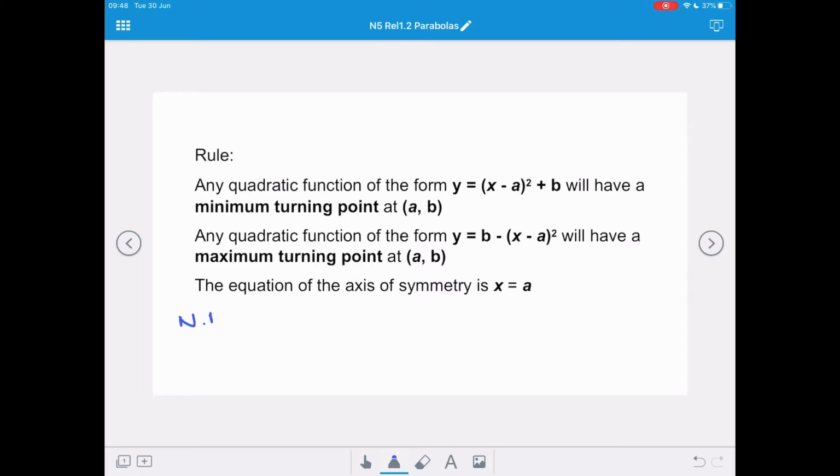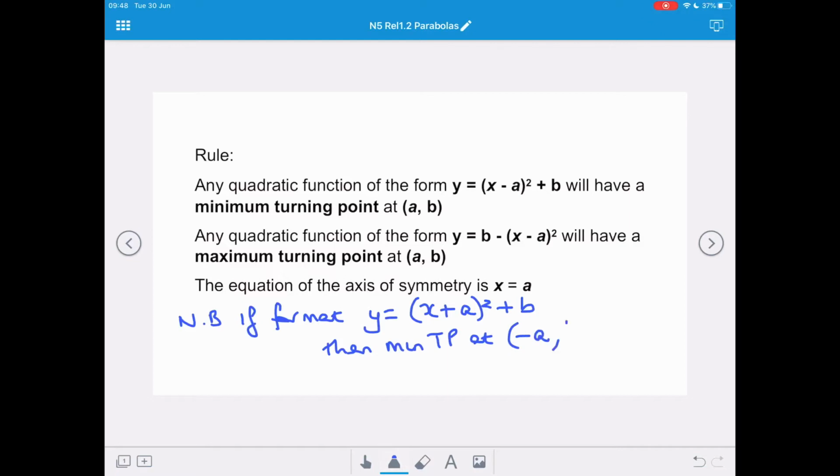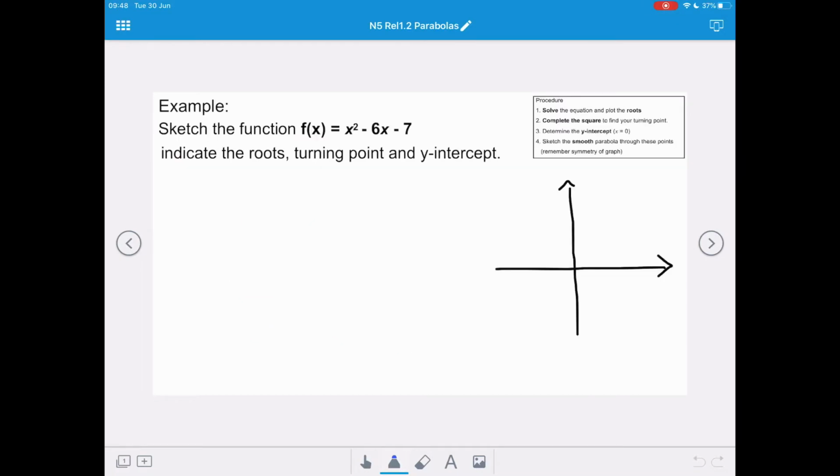Now we need to note here that sometimes the completed square format is given in a slightly different way. So if we are given y equals (x plus a) all squared plus b, then the minimum turning point is going to be at (negative a, b), because we have to equate that (x plus a) bracket to 0 in order to get that constant term to be at its minimum value.